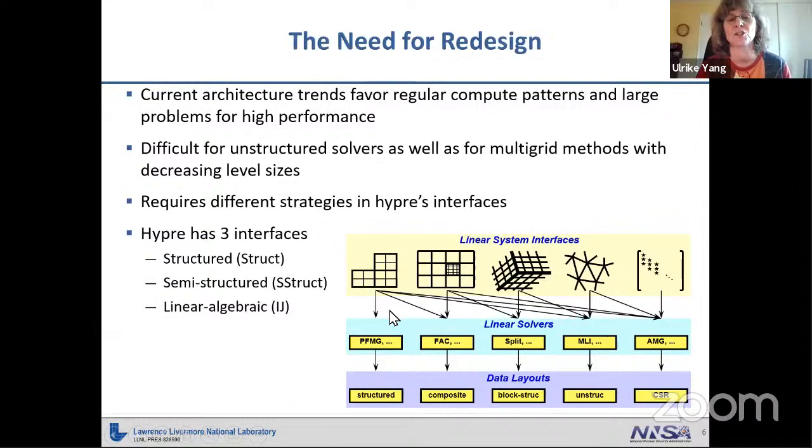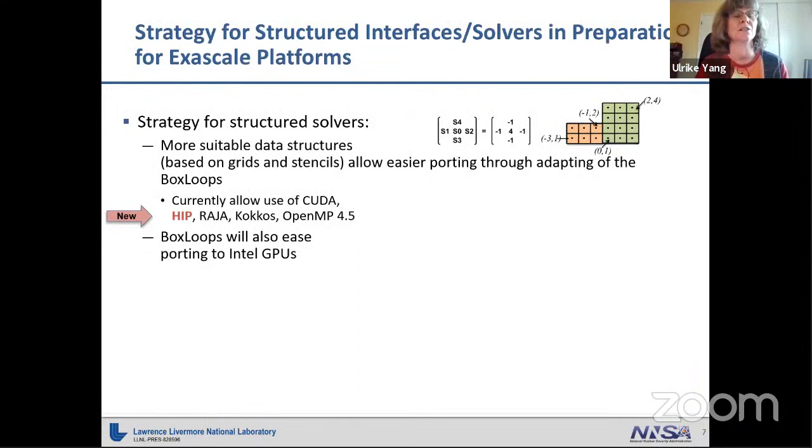Then of course you do have semi-structured problems like block structured, adaptive mesh refinement also, or completely unstructured problems, in which case you might want to use BoomerAMG, our unstructured algebraic multigrid solver, which is probably the most used solver among all of them. Just one more thing: through all these interfaces you can use BoomerAMG, but PFMG you can only use through the structured interface. So we came up with different strategies for the different interfaces.